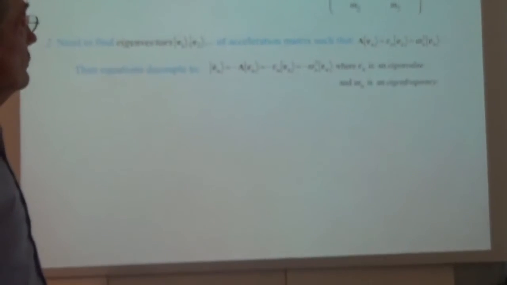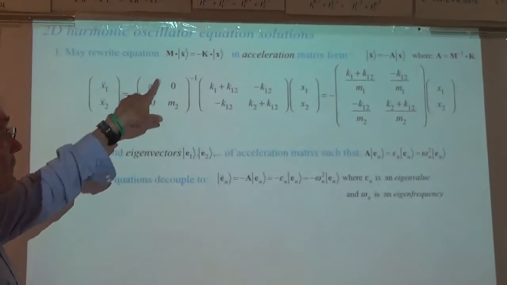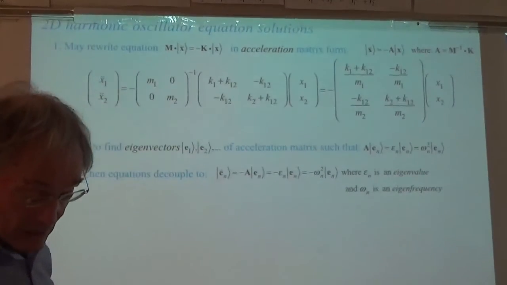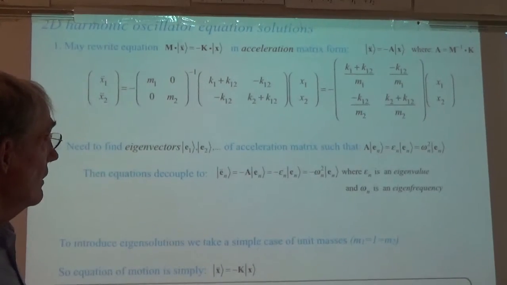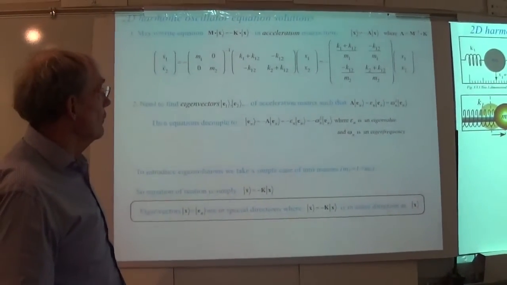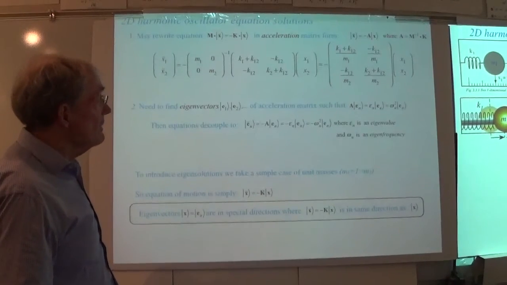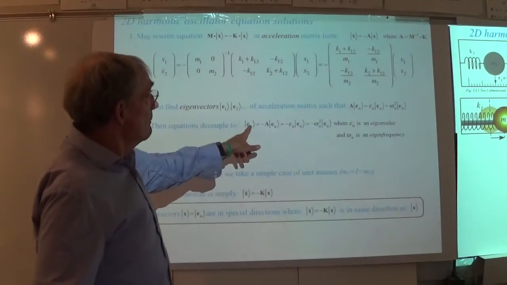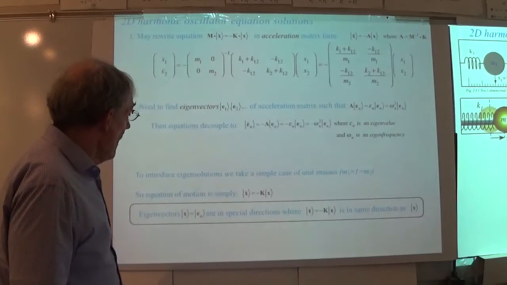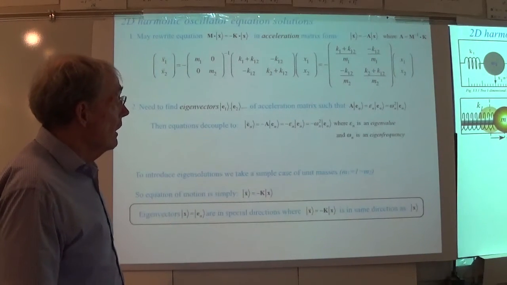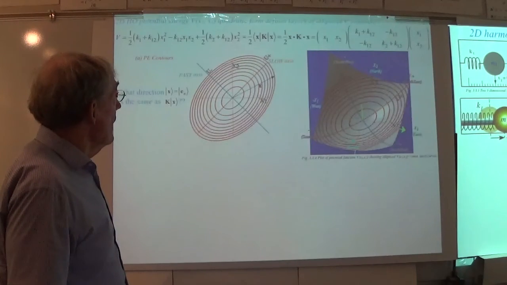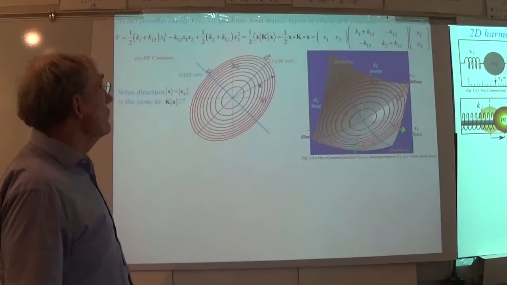In any case, usually what you do is you just take the inverse of this thing and apply it to both sides and end up with an equation that has various k's over m's. And then the idea is to decouple these equations. That is to find special directions where this thing can move without having coupled motion. And what does that mean?